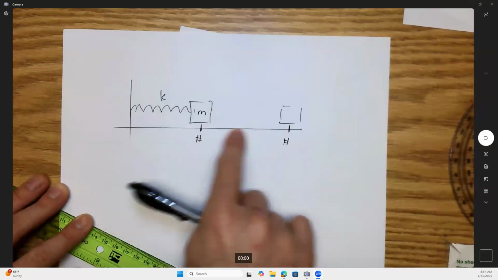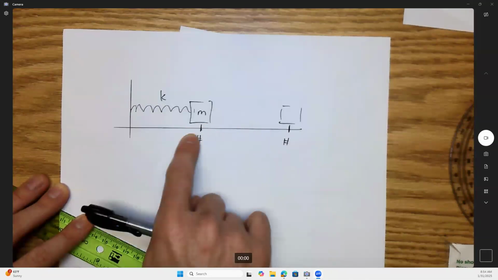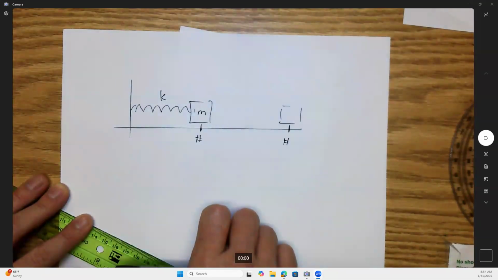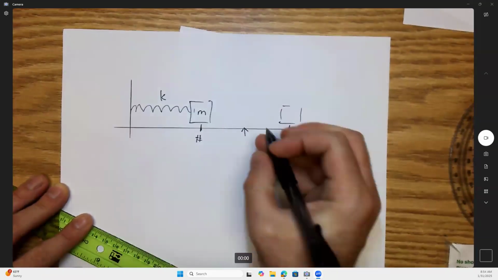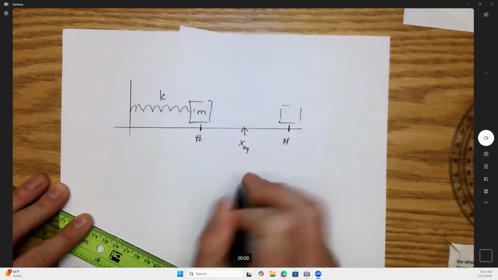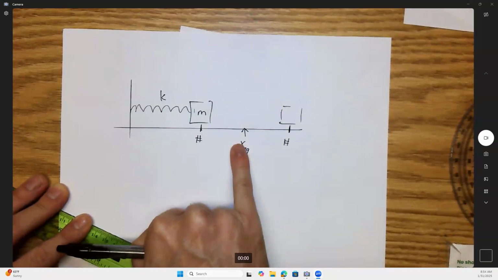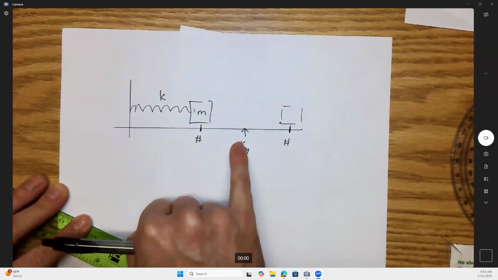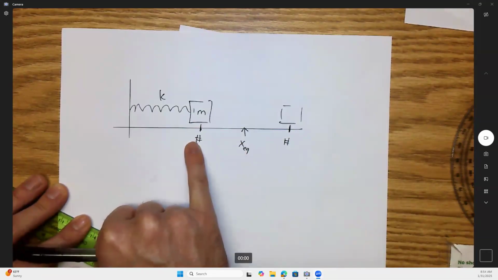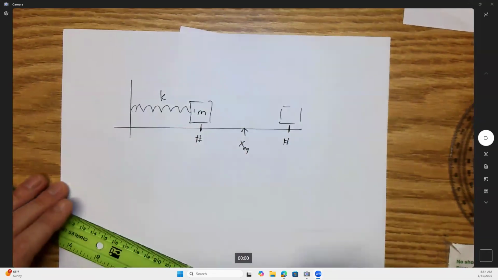If it's oscillating between those two values, where do you think the equilibrium point is? Right in the middle. Yeah, that would be the equilibrium point right there. I'll call it X equilibrium. And the spring would have to be completely unstretched and uncompressed at that point, wouldn't it? And that's how you know that it was originally compressed when you let it go, even though they never mentioned the word compressed.